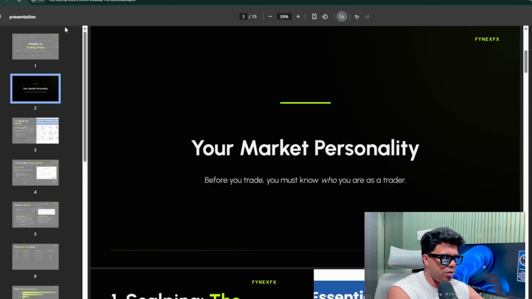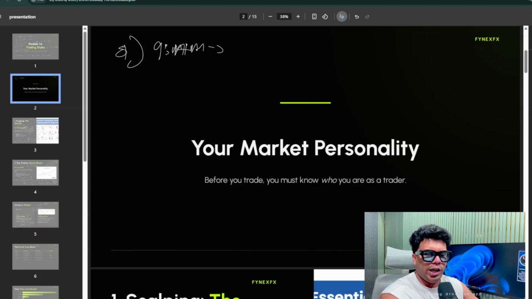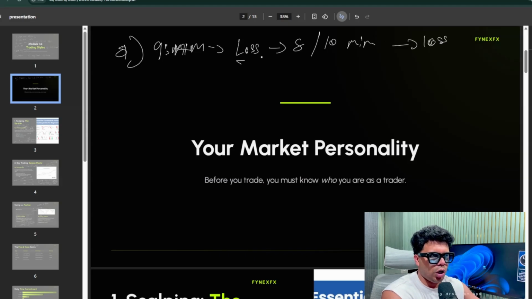I'm going to use some clean space. Say this is your first trade, at 9 a.m. Just take it as an example of what happens to a scalper trader. At 9 a.m., you enter the first trade and you book a loss, within 5 or 10 minutes, because your target is very small and your stop loss is also very small, so it's hit within seconds or minutes. So you got the loss in the first trade.